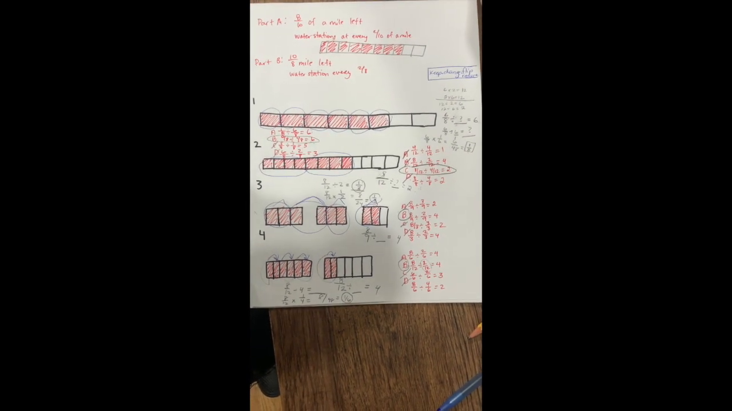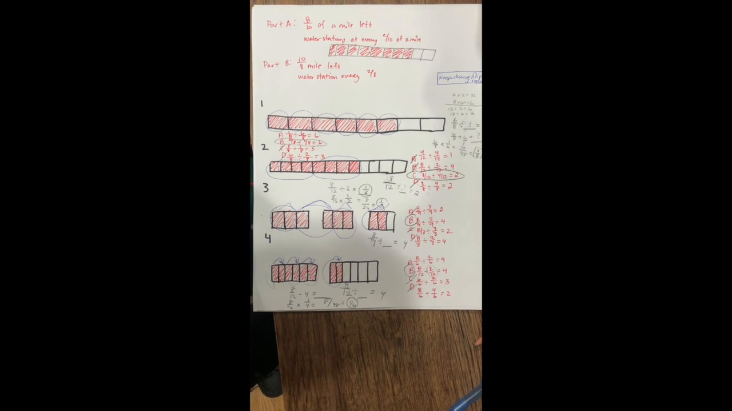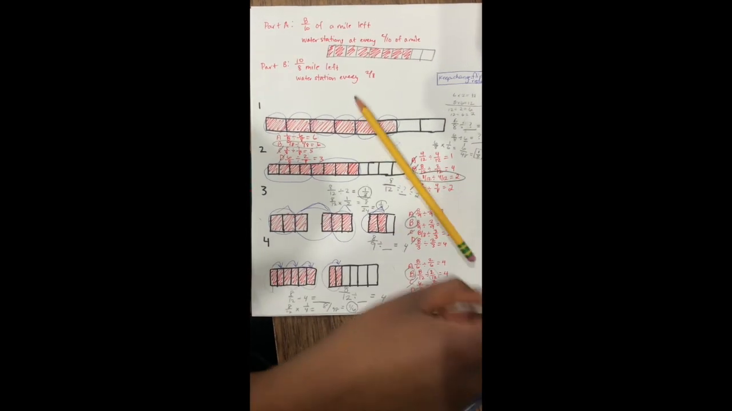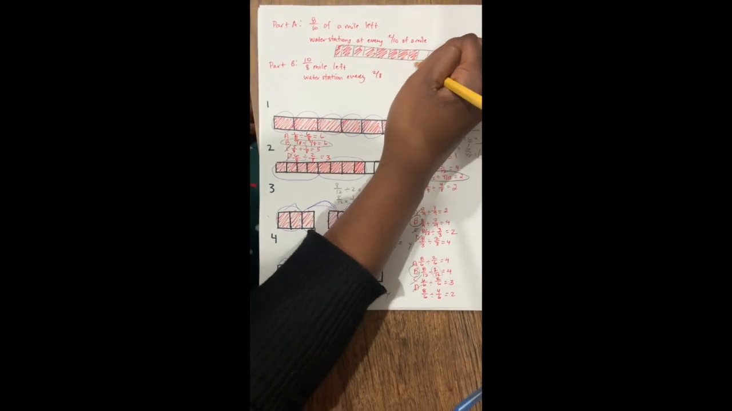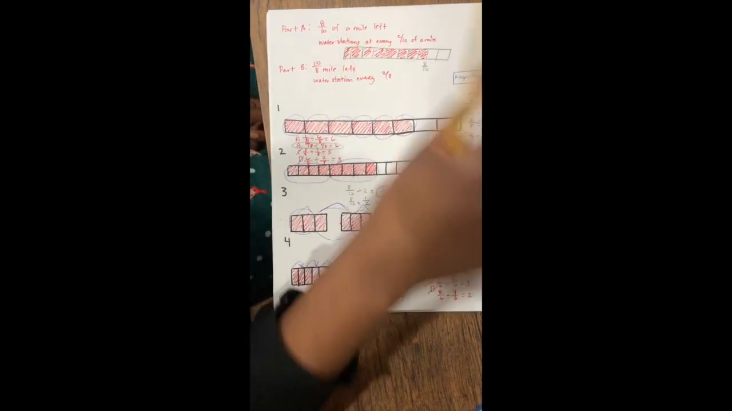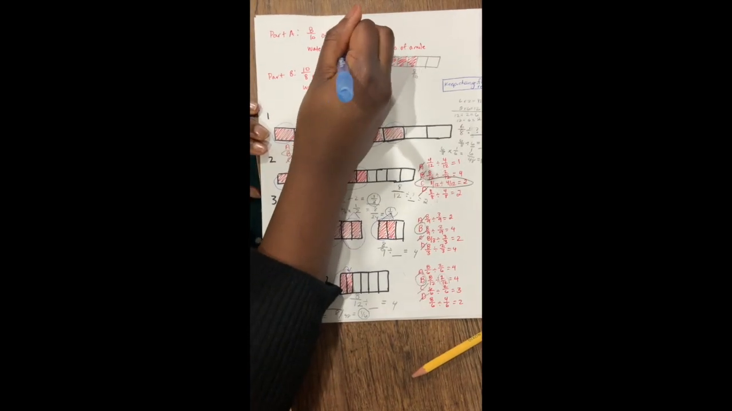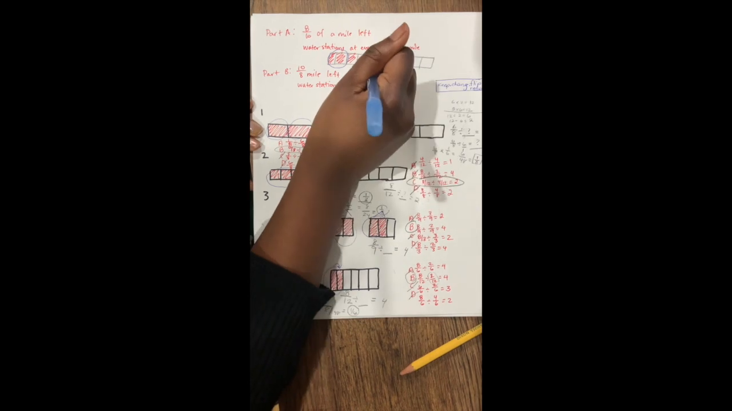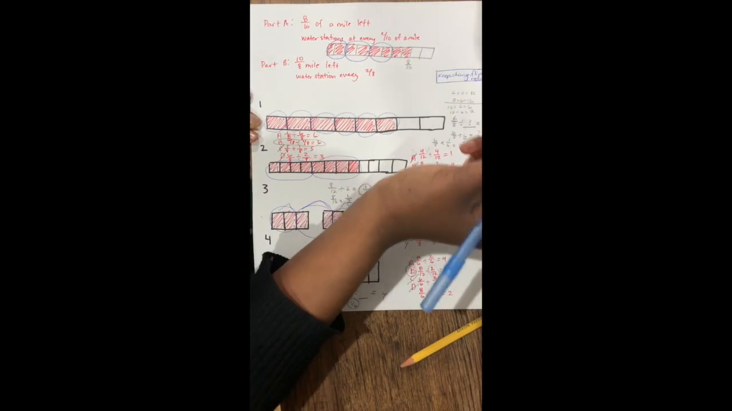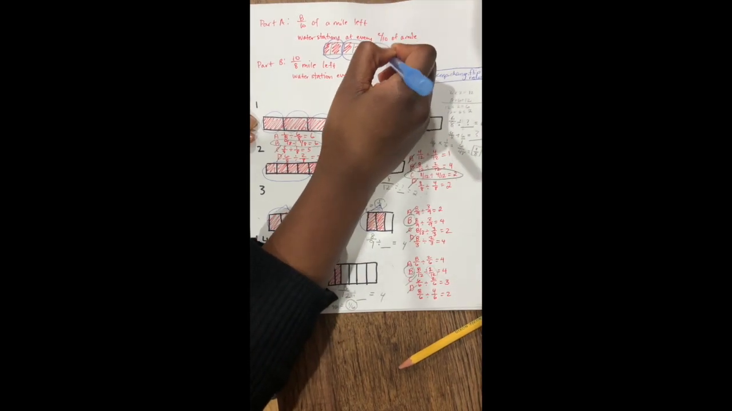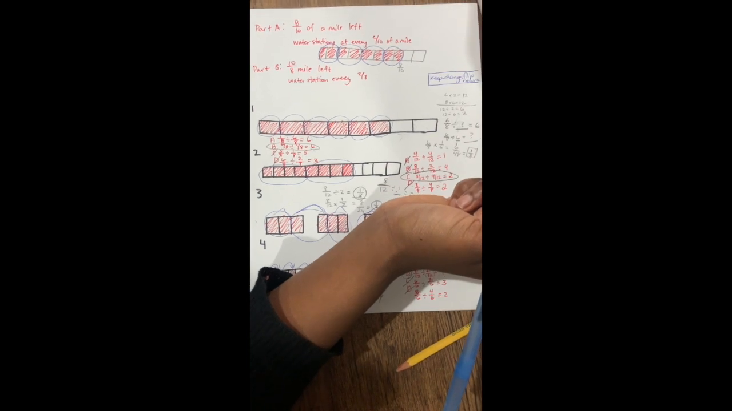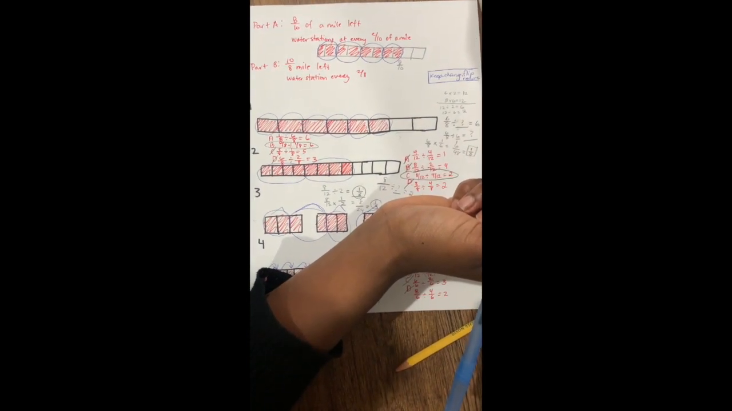There are water stations, now I'm on the second part, at every 2/10 of a mile. So if this is 8/10, I'm gonna put a little marker here. This is 8/10. 2/10 would be 2 blocks. So I'm gonna circle. There's a water station after this. There's a water station after this. There's a water station after this. And the last water station is after that.